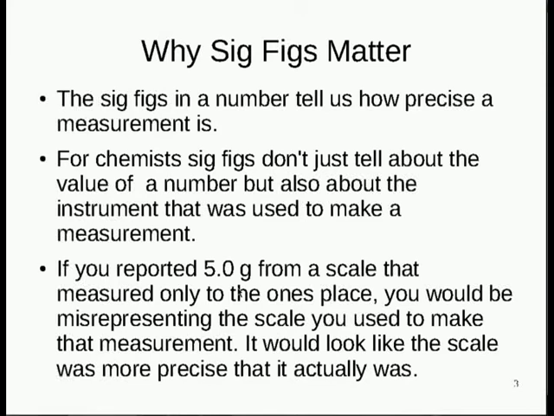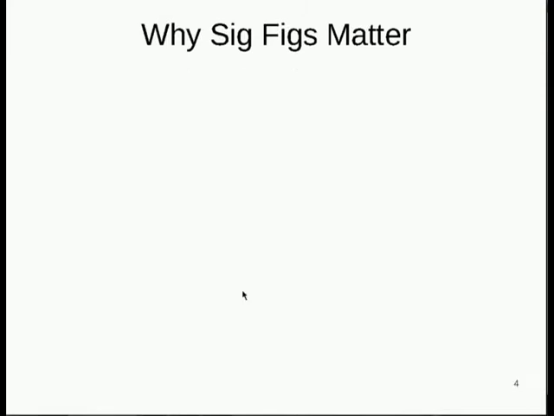It would look like the scale was way more precise than it actually was. So if you wrote down 5.0, but you used that first scale, you're actually kind of lying about the instrument that you used to make that measurement.